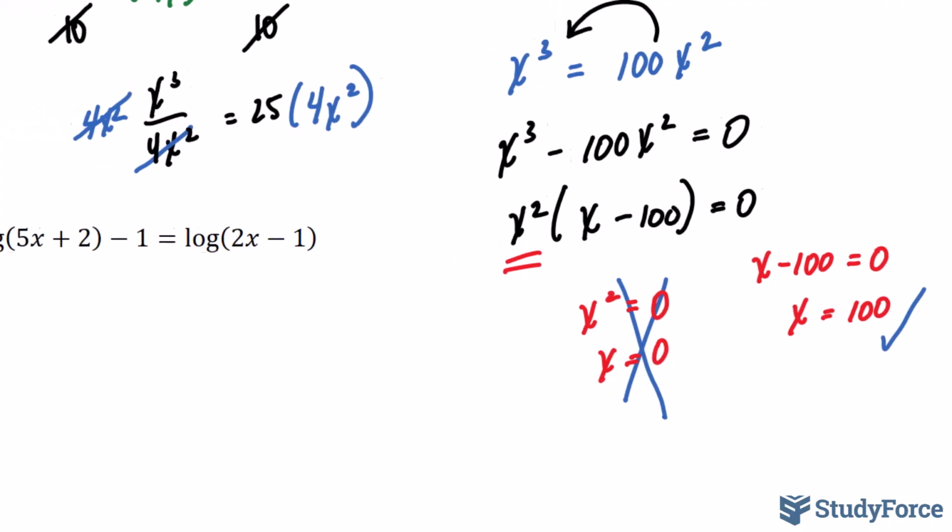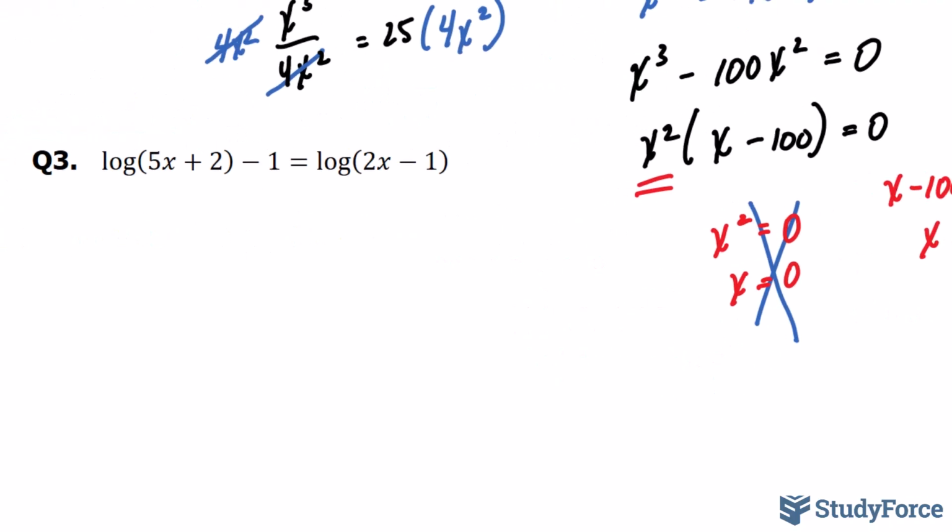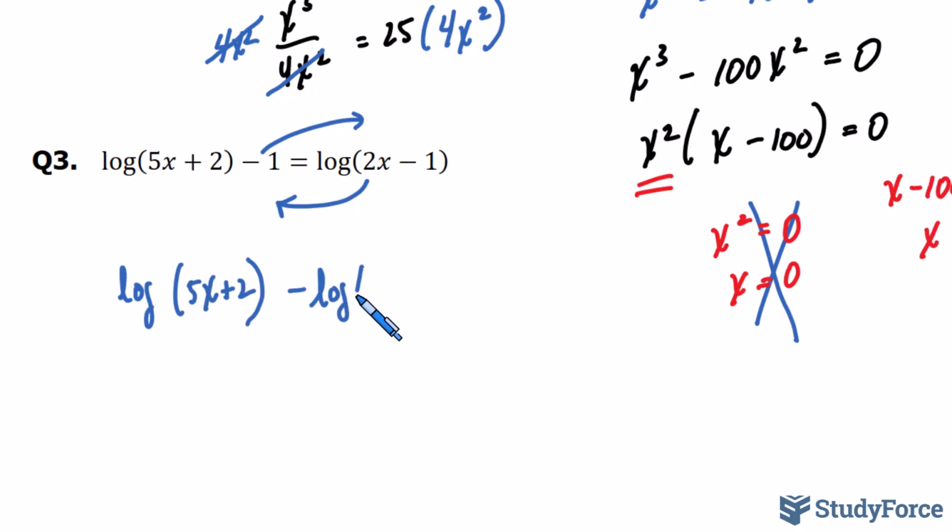And finally, for question number 3, we can start by rearranging this so that the constant is on this side and the log terms on the other side. So both the log terms are on one side exclusively. Let me show you what I mean. And the constant is positive 1 on the right side.